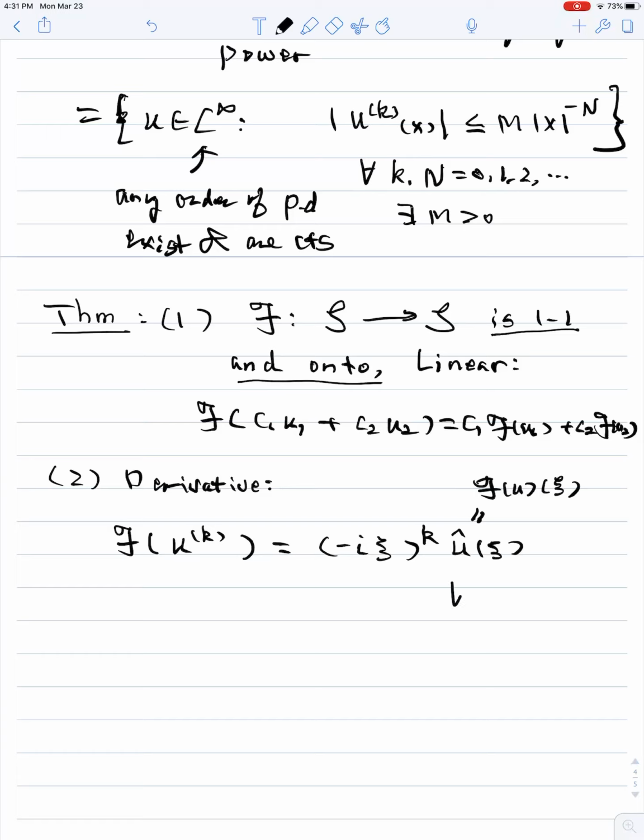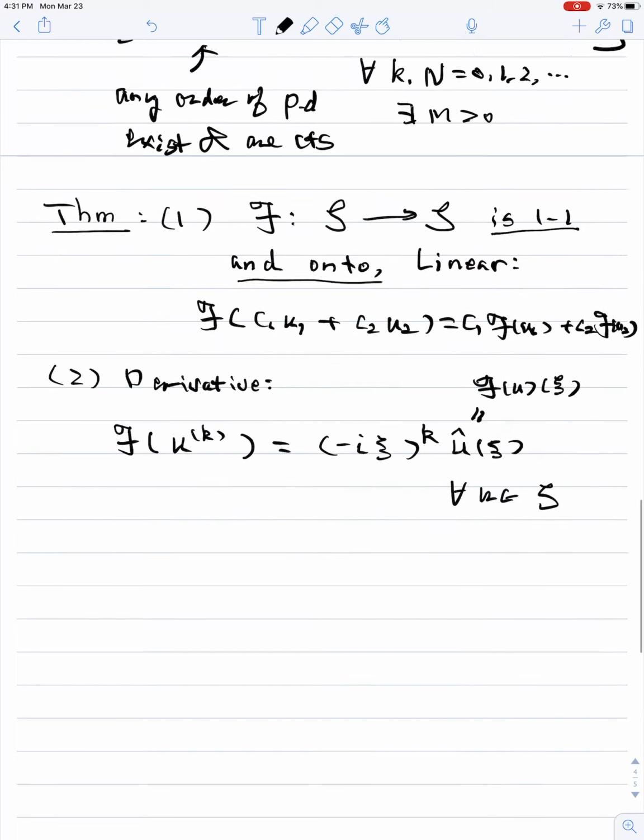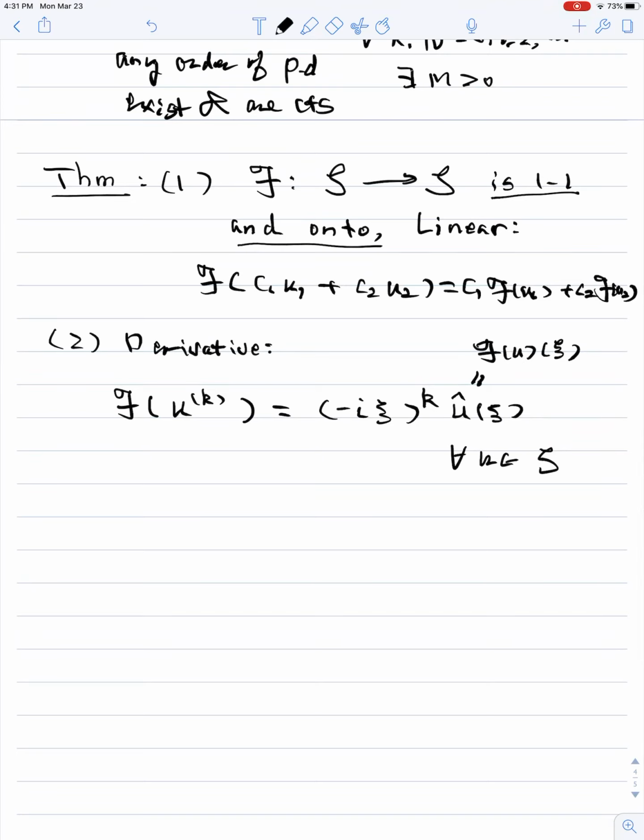For any function u that is in the Schwartz class. For the purpose of this course, at least in this section, you can always assume that the functions all belong to the Schwartz class. All right, so how do we prove this? Let's see how we prove this. This is actually just a simple consequence of integration by parts.